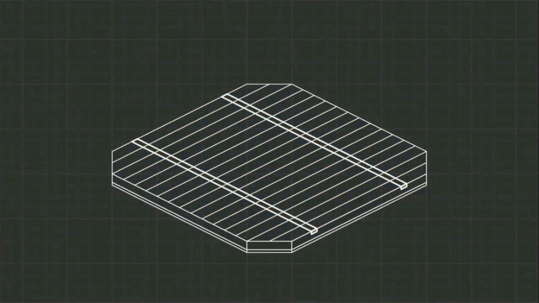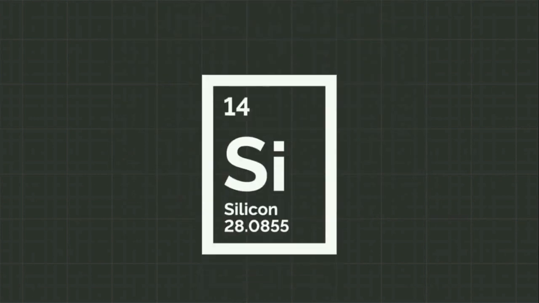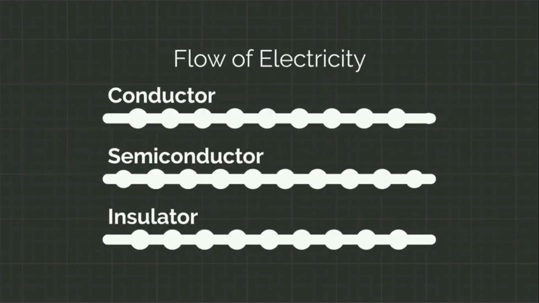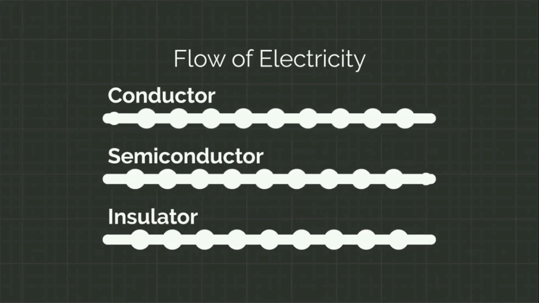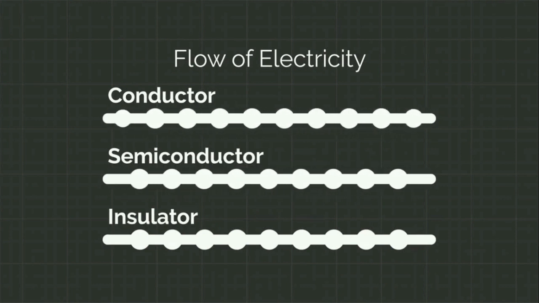The active part of a solar cell is a wafer made of semiconductor material, typically silicon. Now, a semiconductor is a type of material that normally does not conduct electricity well, but it can be made more conductive under certain conditions. The semiconductor part of a solar cell has three layers.